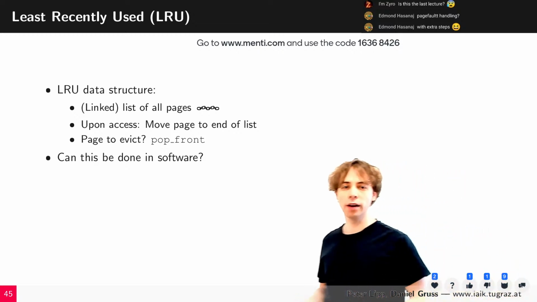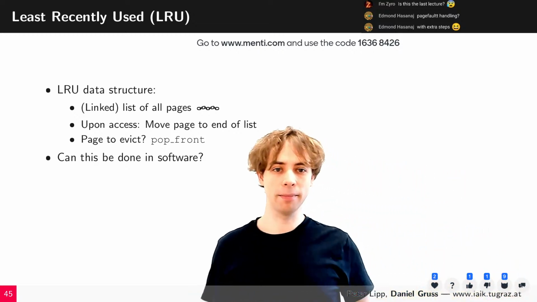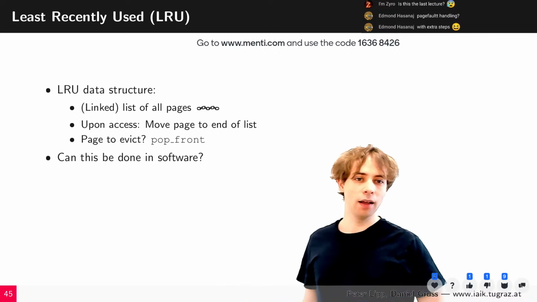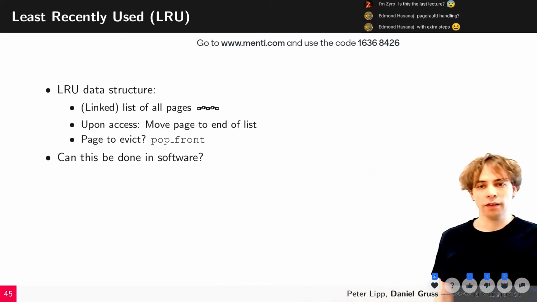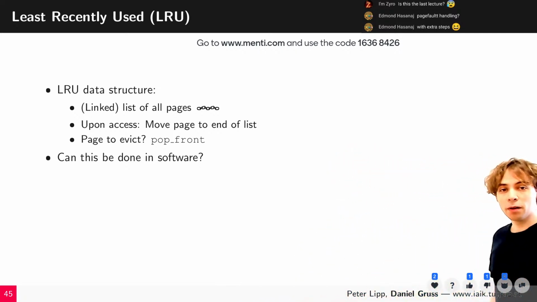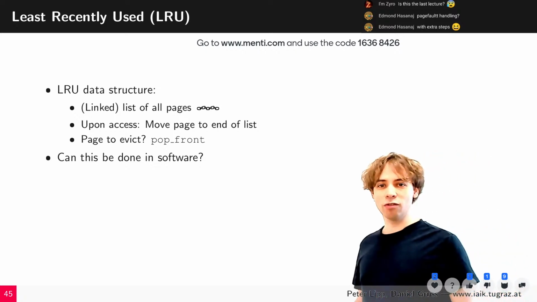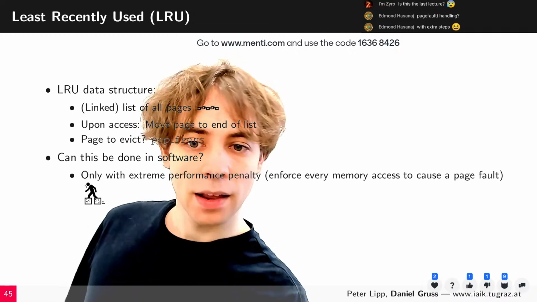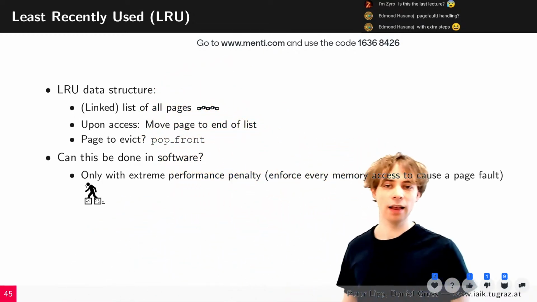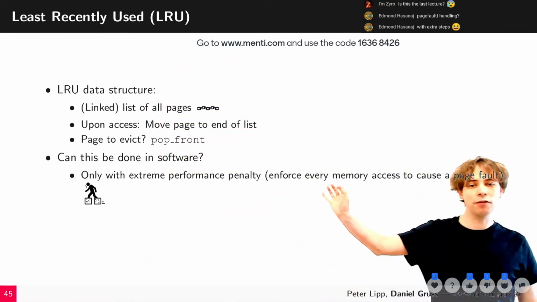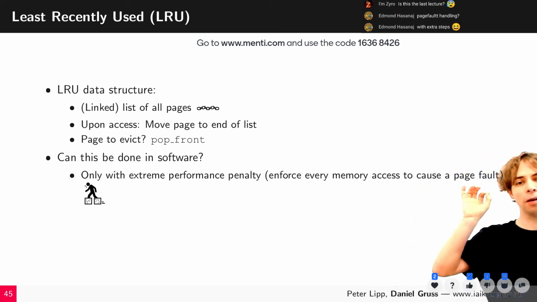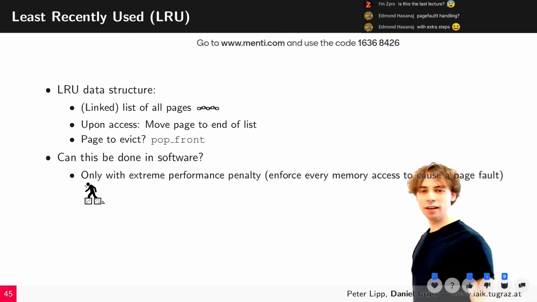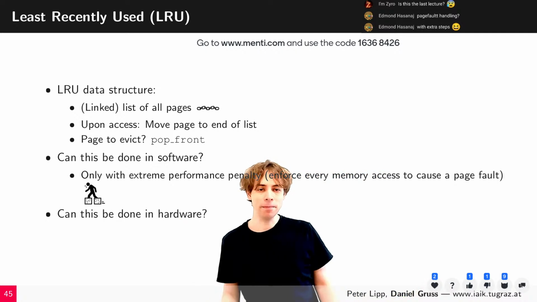I will also show the NRU algorithm on the slides. So we can do this in software, but it gives us an extreme performance penalty, and forces that every memory access causes a page fault. Can this be done in hardware?